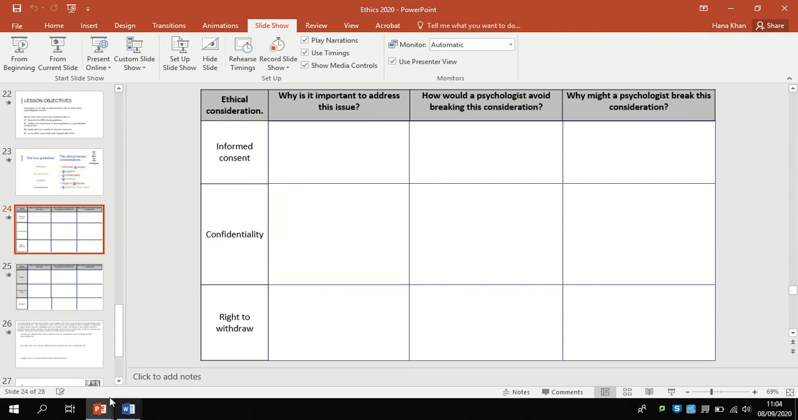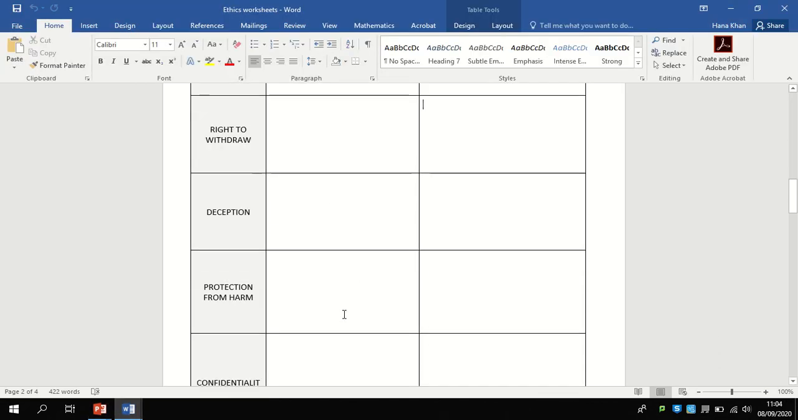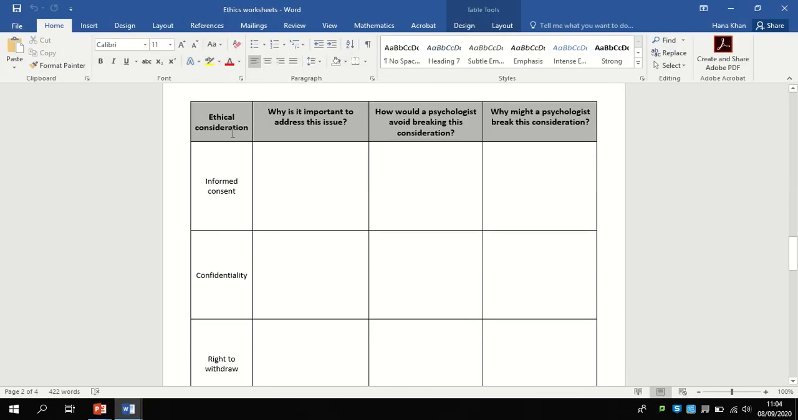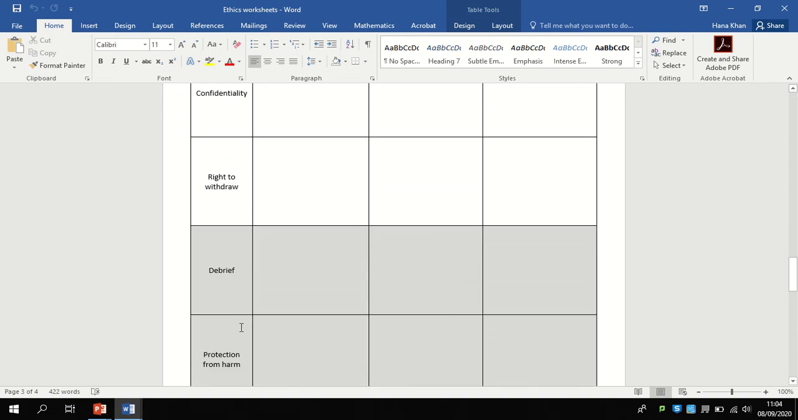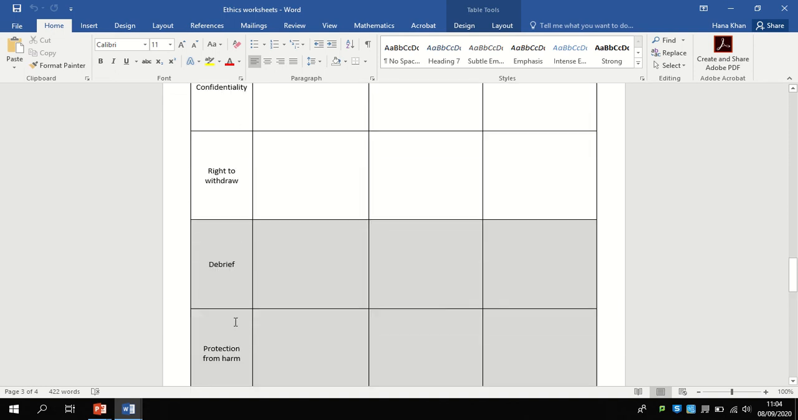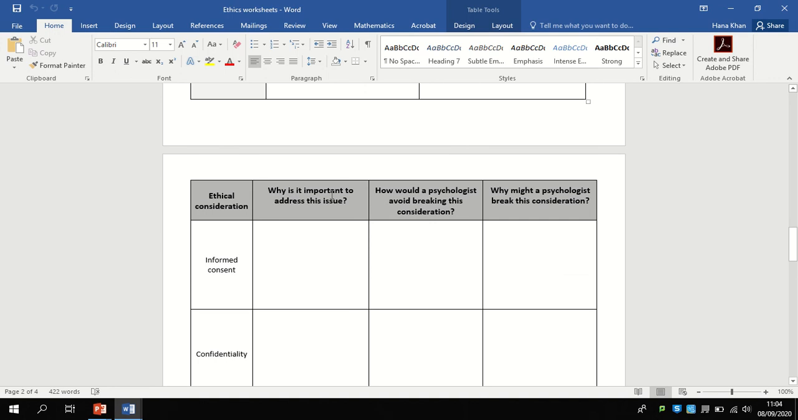Moving on, you've got another bit to fill in your booklets, and that is the ethical issue or consideration: informed consent, confidentiality, right to withdraw, debrief, protection from harm, and deception. Why is it important to address this issue? So why is it important to have informed consent? I want you to have a think about it and pop that in there.